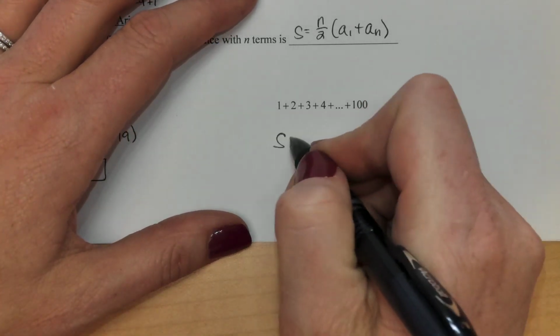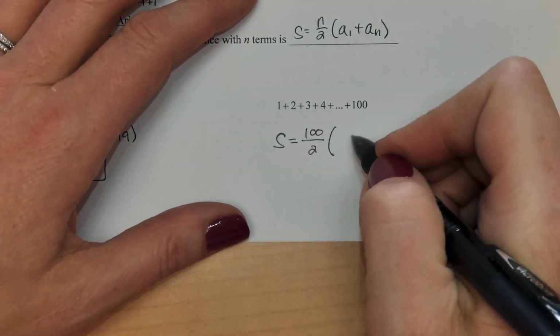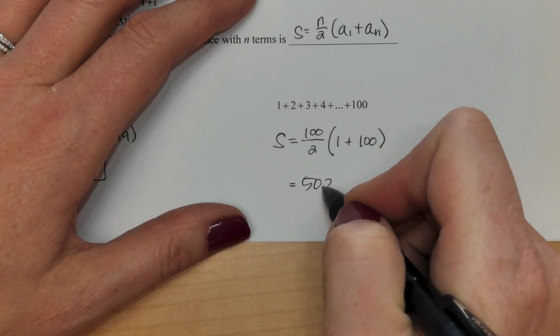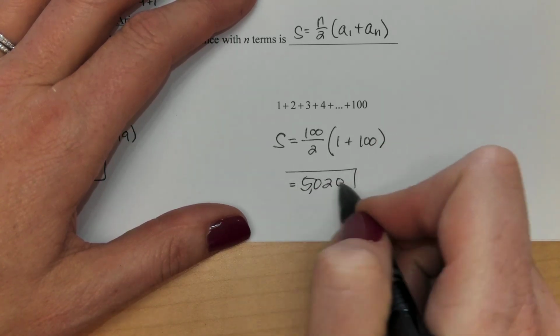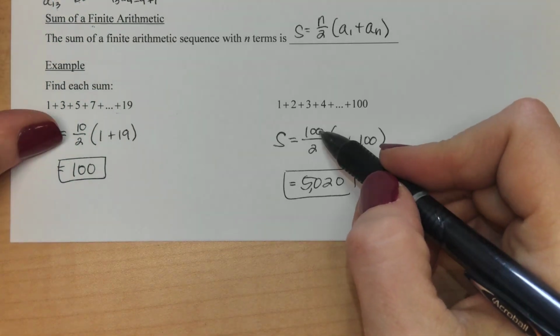Next one, we're doing another sum. From 1 to 100, that's pretty easy. It's 100 terms. First term is 1. Last term they gave me is 100. Plug all that in, I get 5,050. Pretty straightforward to use. Just make sure that you know how many terms there are. That's usually a tricky point for kids.